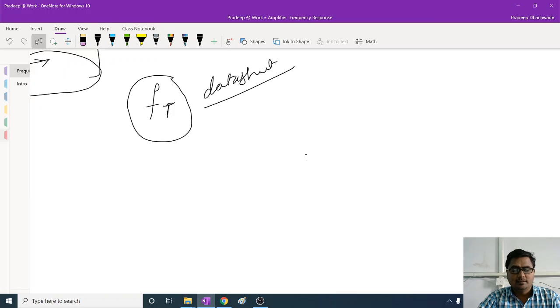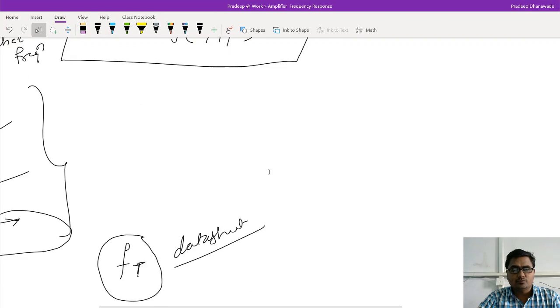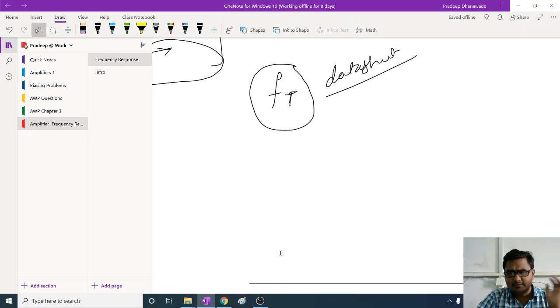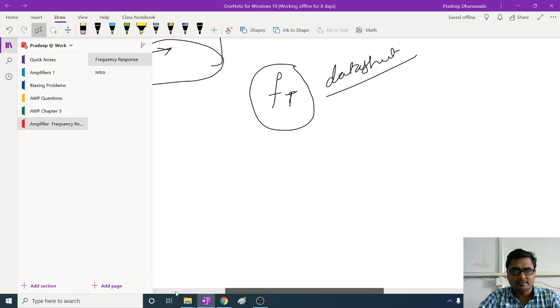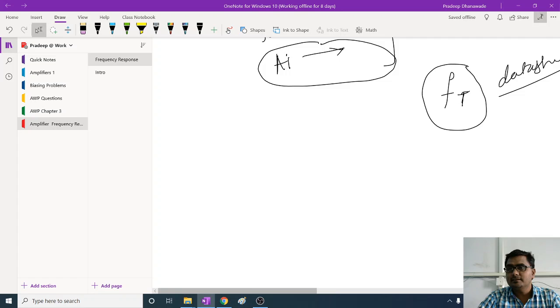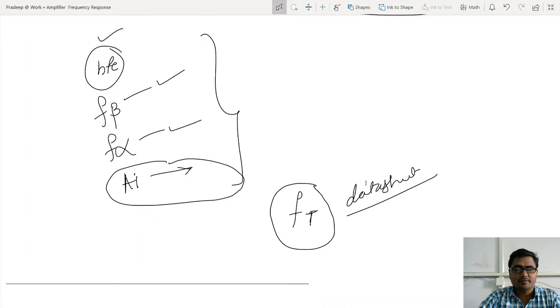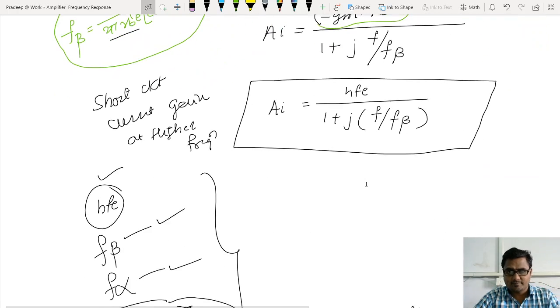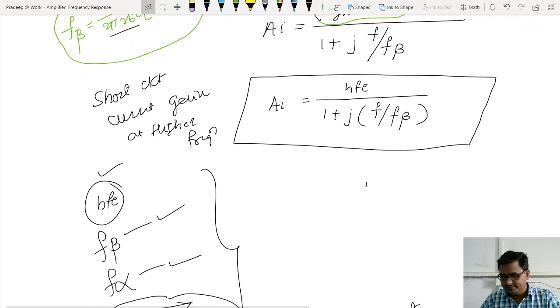Let's have a review of the last lecture. What we have seen is, see, the screen showing FT. It means we had a discussion up to FT. Let me enlarge the screen and finally we are here. See, this was the last point. So that was AI. Basically, we have derived the current gain.